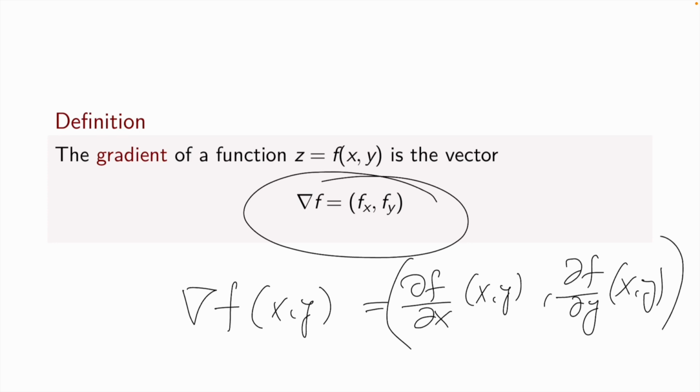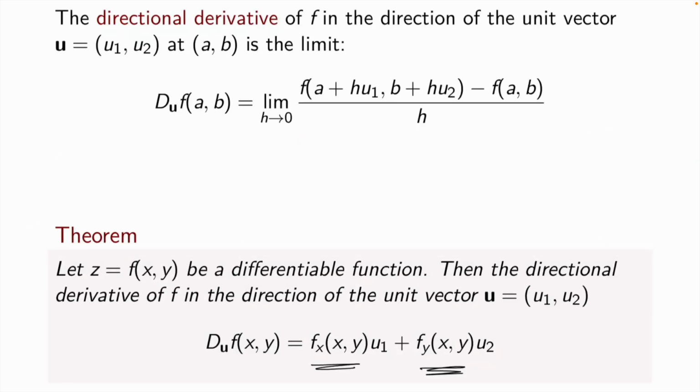So this vector is the gradient of the function. Looking back at this theorem, here we have the components of the gradient. If we observe the formula, we can see this is the component of the gradient times u1 and the component of the gradient times u2. You can recognize here the formula of the dot product, right? We are multiplying the first components of two vectors and the second components of these two vectors.